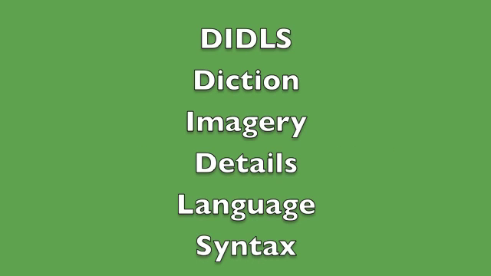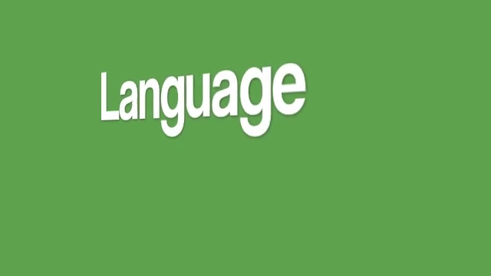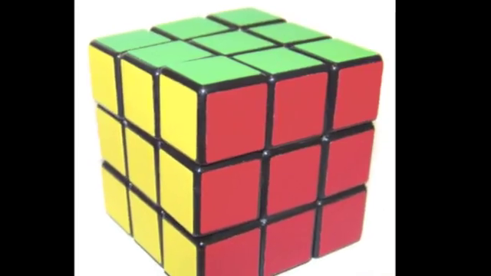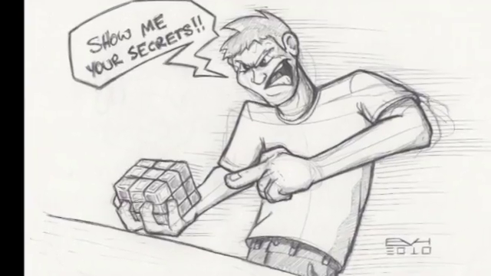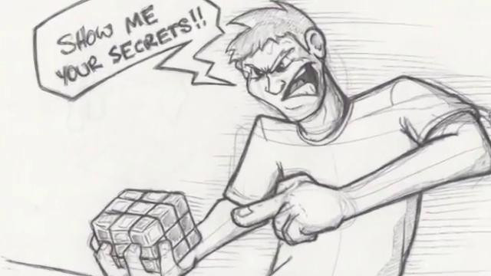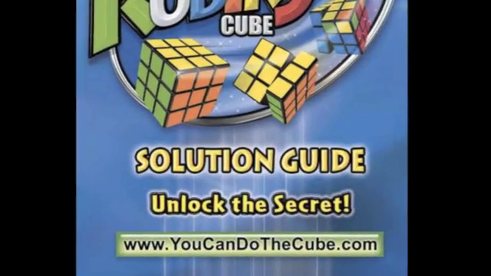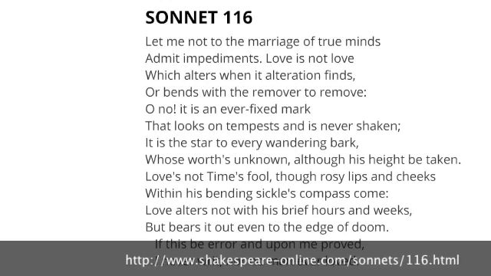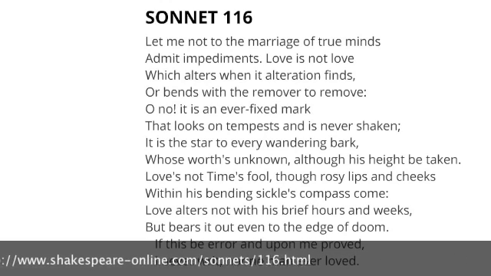DIDLS is a strategy for getting at tone. DIDLS is an acronym that stands for diction, imagery, details, language, and syntax. If you think of tone like a complex puzzle, something that an author has put together in his work, think of DIDLS as a strategy to take apart that complex puzzle. In this video, we will use DIDLS to analyze Shakespeare's Sonnet 116. So without any further ado, let's begin.